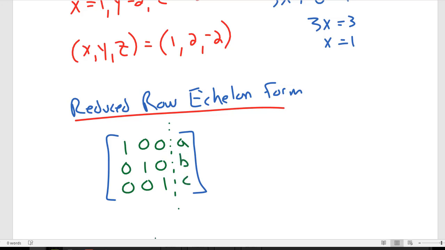So the advantage to this is pretty sweet, right? If we think of the third row, I have 0x plus 0y plus 1z equals c. So we get the z equation right away. And then row 2 says, 0x plus 1y plus 0z equals b. So we get the y solution right away. And then ditto in that first equation, we get the x solution right away.